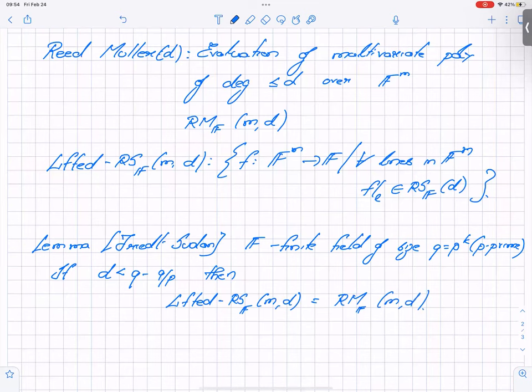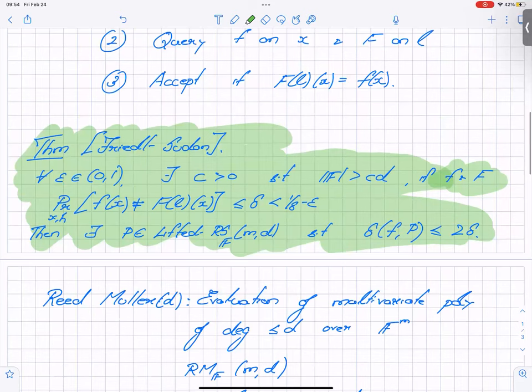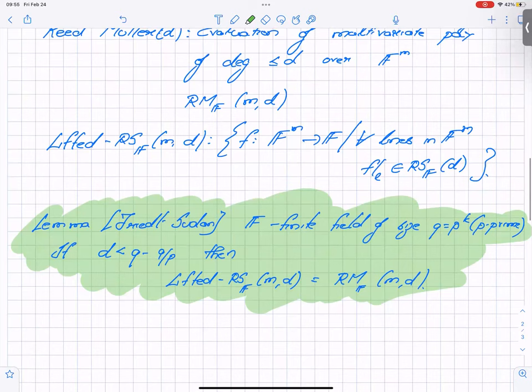So if the field is smaller than this, which is going to be the case, which is mostly going to be the case for almost all settings of the theorem which we prove here, we will in fact have that the lifted Reed Solomon code is actually equal to the Reed Muller code.